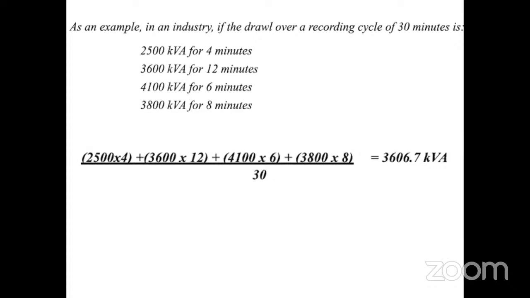kVA into hour. kVA is 2500, minutes is 4. So minutes by minutes get cancelled, and they will get the average demand.